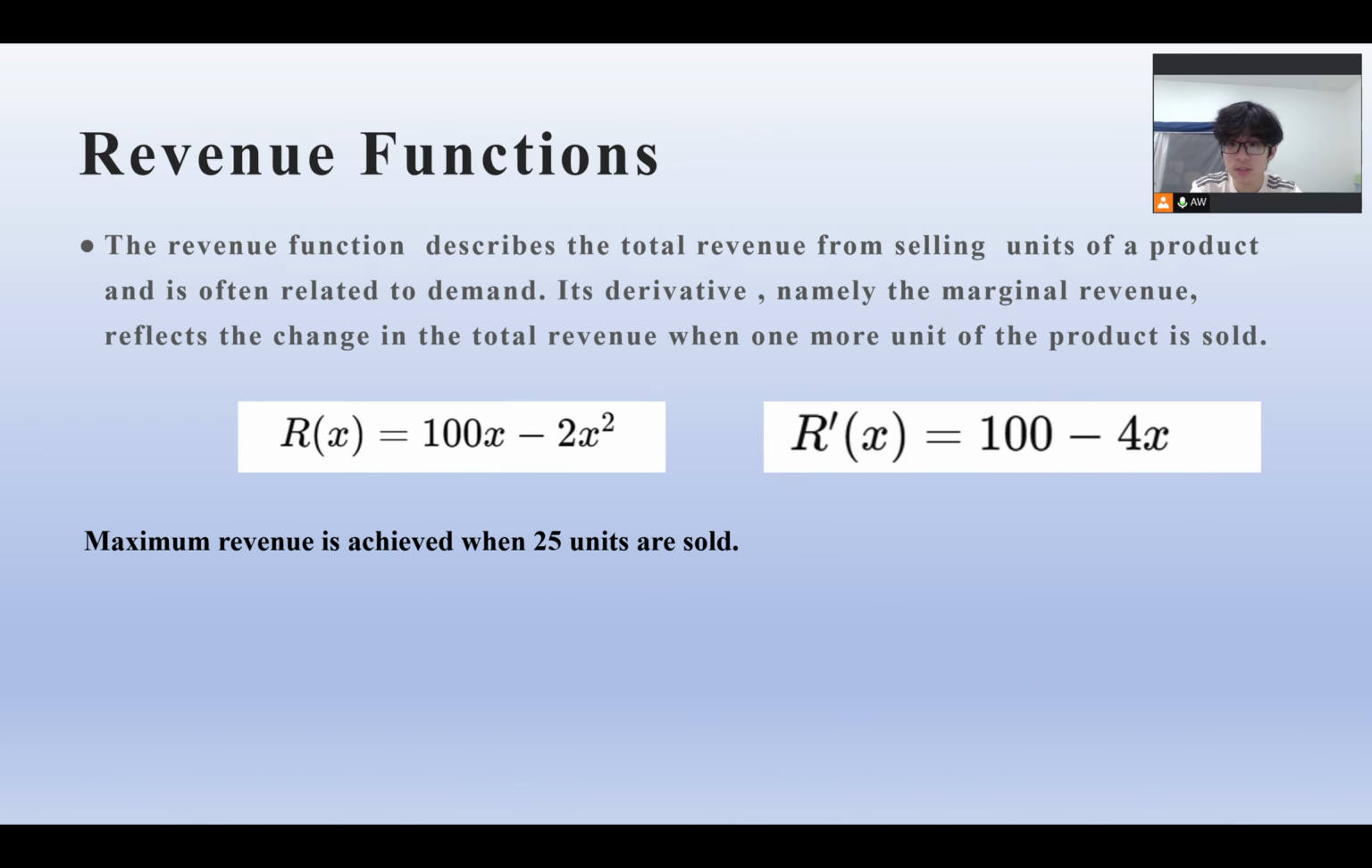And the revenue function. The revenue function describes the total revenue from selling units of product and is often related to demand. Its derivative, namely the marginal revenue, reflects the change in the total revenue when one more unit of product is sold. So for example, the revenue function R(x) equals 100x minus 2x squared, so its derivative equals 100 minus 4x. So maximum revenue is achieved when 25 units are sold, which means its derivative equals 0.